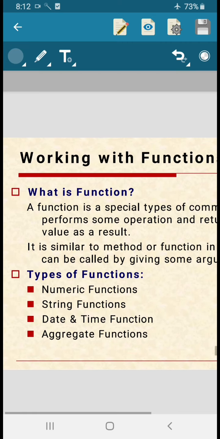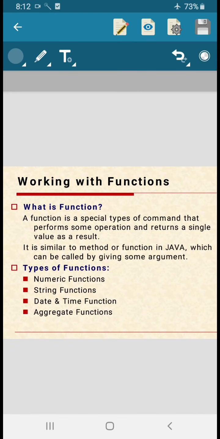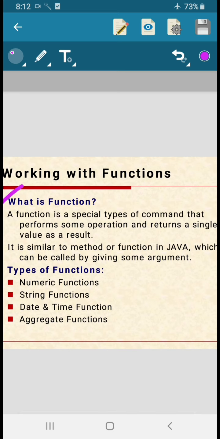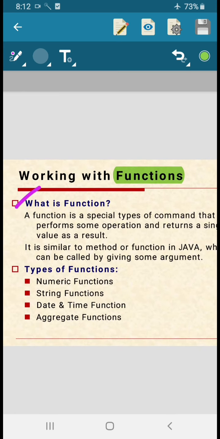A function is a special type of command that performs some operation and returns a single value as a result. So it is returning a single value, that is called a function. We give a command, that command performs a specific task and returns a single value as a result. These functions are similar to Java methods, C++ functions or Python functions. The functionality is the same, but they return a single value.